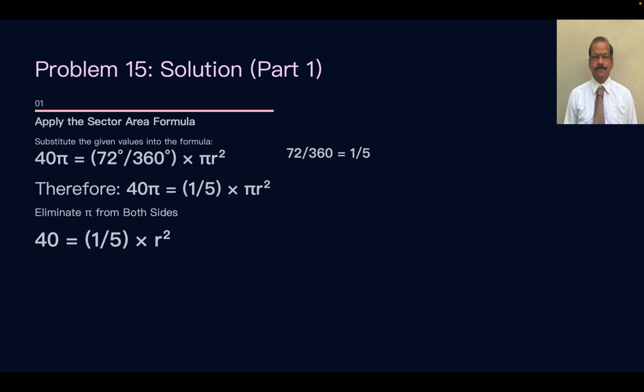Now here we are going to have the complete solution. 40 pi equal to 72 degrees by 360 degrees into pi r square, where theta is 72 that we have substituted, and the fraction is coming to 1 by 5 in simplified form. Therefore 40 pi equal to 1/5 of pi r square, pi gets cancelled on both sides and you get r square equal to 200.